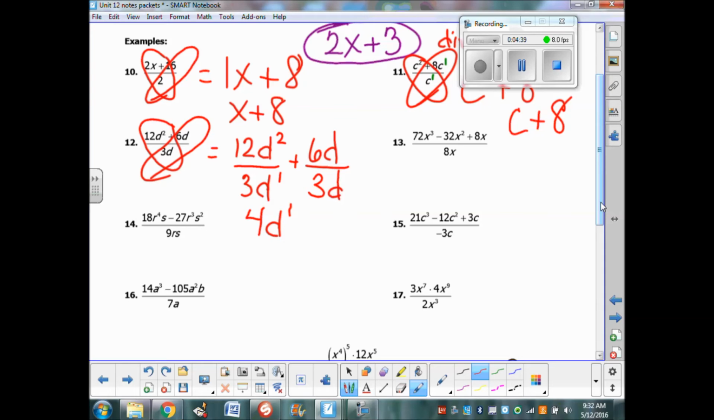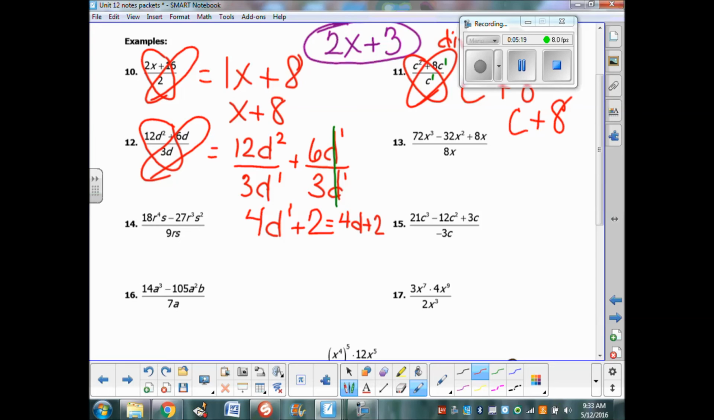Now I've got to do the second piece. 6d divided by 3d. Take the numbers, the coefficients. 6 divided by 3 is 2. But now d to the first divided by d to the first. What happens when you divide anything by itself? Cancels out, yeah. Okay? You're done with it. So there's no d there with that 2. They canceled each other out. There's your final answer. You could also write your final answer as just 4d plus 2.